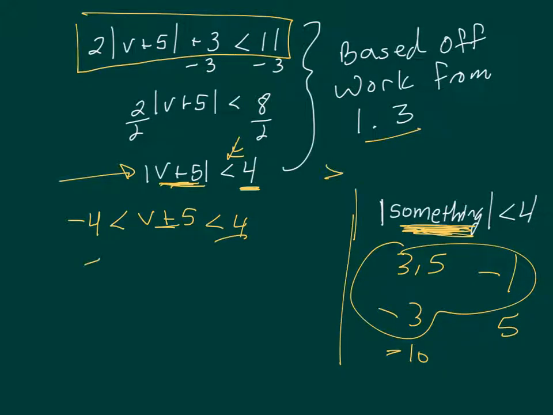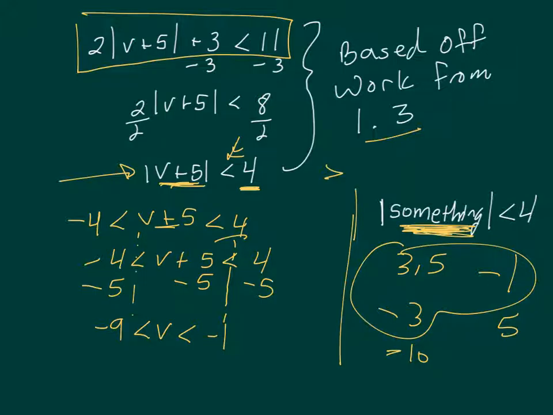And now, I don't know if you guys have ever solved anything like this. It kind of depends on where you come from. But when it's looking like this, you can basically treat this like there's a little wall here and a little wall here, and you're going to do the same thing to all the sides. So basically, to get this v by itself, we're just going back to PEMDAS in reverse. This v has a 5 being added. So I'm going to go ahead and subtract a 5 from here, but also from here, and also from here, getting me a final answer of -9 less than v less than -1.